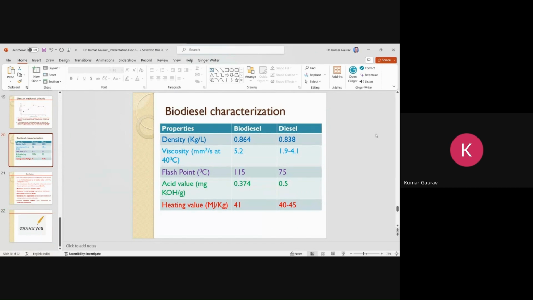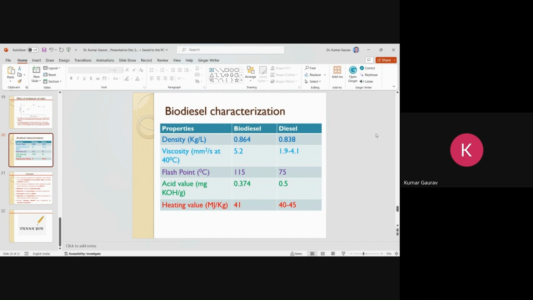So the density was 0.86, which is 0.83 of the petroleum diesel. We have compared this with the ASTM database. In that one, the viscosity is the same. The heating value is around 41, and the reported petroleum value is around 40 to 45 megajoule per kilogram. So we can use this biodiesel in the diesel engine.